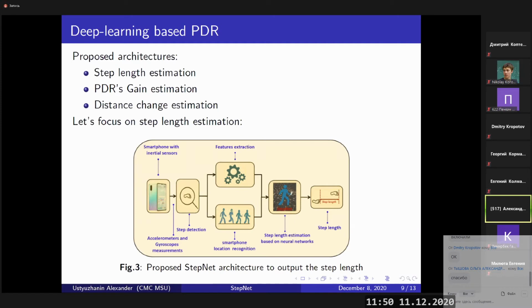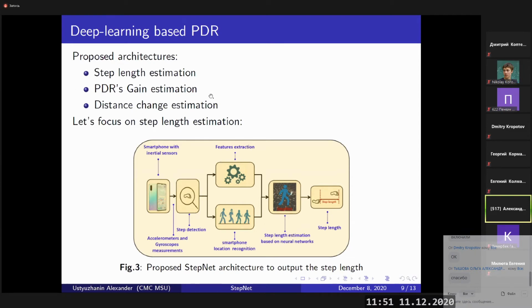The current paper considers two approaches to regress the user's change in distance in the proposed StepNet. First is fixed time windows, regardless of the step duration, where the raw IMU data is passed directly to the network, which corresponds to a method called distance change estimation. And second is varying time windows aligned with the step duration, where features are calculated on the raw IMU measurements and are fed to the network. This corresponds to two other methods, which are step length estimation and PDR's gain estimation.